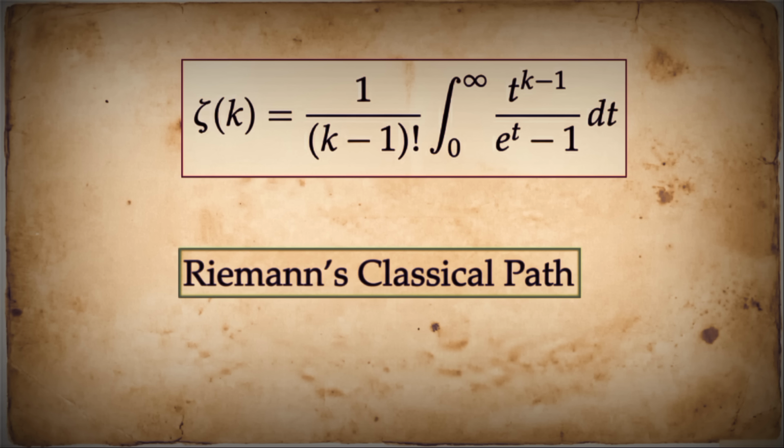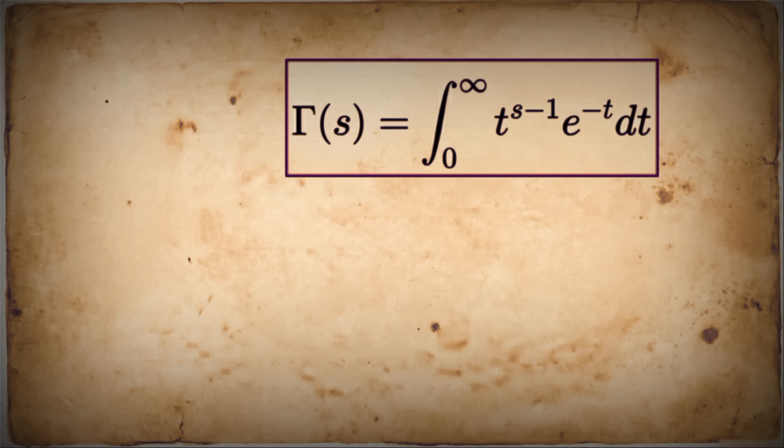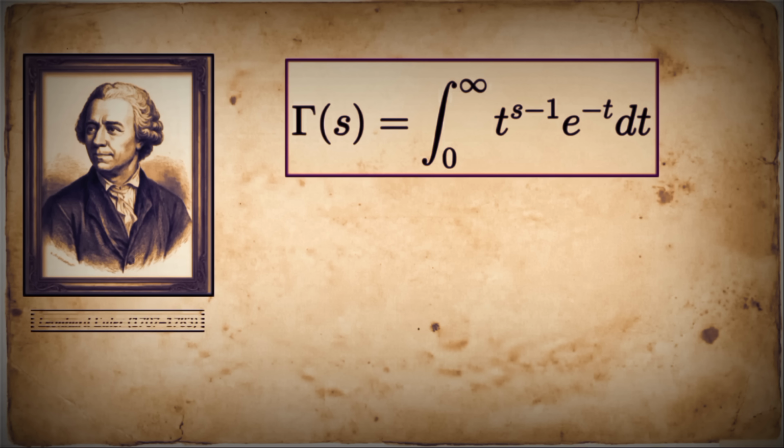We begin with Riemann's approach. The key ingredient is the gamma function, which is the continuous extension of the factorial. For any complex number s with positive real part, the gamma function is defined by the integral from 0 to infinity of t raised to s minus 1 multiplied by the decaying exponential in t. This integral converges absolutely, and it equals s minus 1 factorial when s is a positive integer.